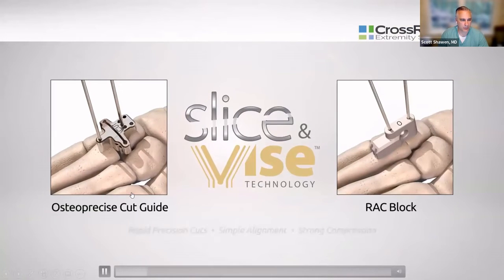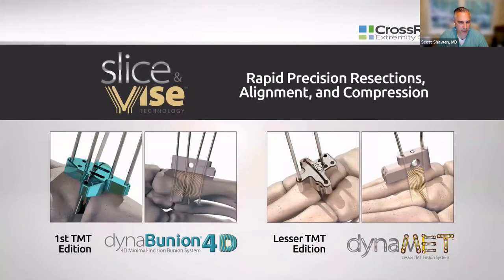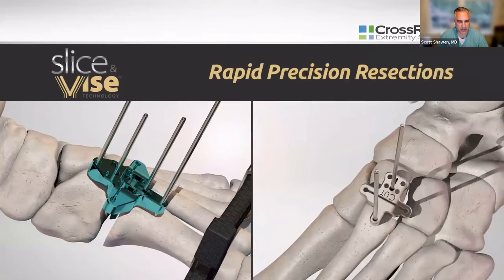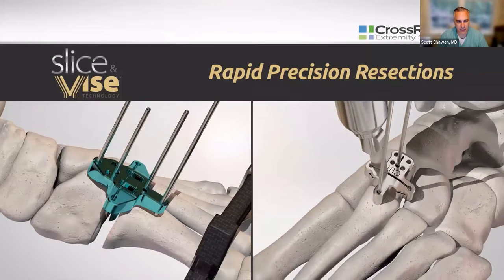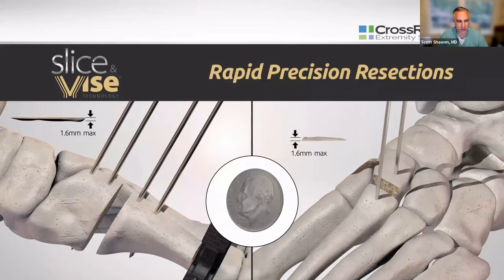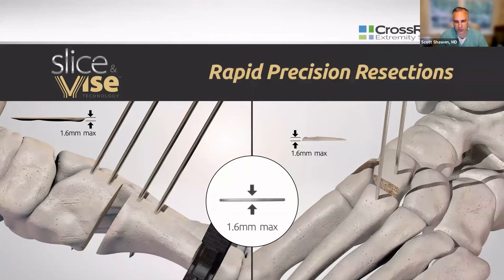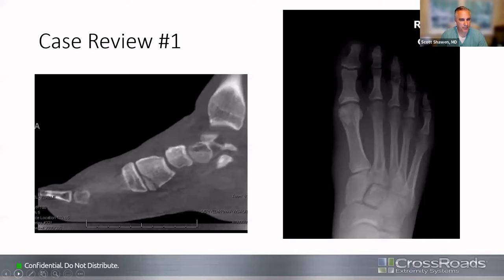So let's see here where we got. So again, we have newer techniques that Mike has already gone through in detail. Again, with the first TMT, we have the dynaBunion, and then now we have this lesser cut guide. And you really are taking minimal bone with that paddle in place. Again, you can see that's 1.6 millimeters max that you will take. You can do some recuts if you have to. And there are some other compression guides that are available if you need to do that.